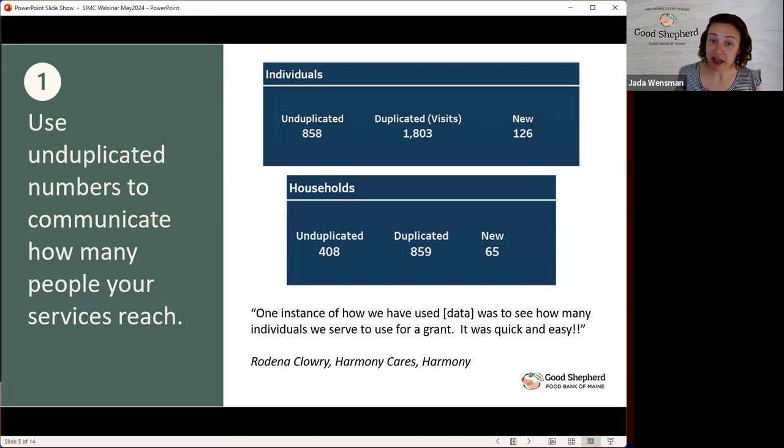shared that they were able to apply for a grant and include the number of households they served in the last year, for example. And whether it's a year or a month that you serve, it can be helpful to have that exact count and have it quickly available. So number one is just purely the count of individuals.